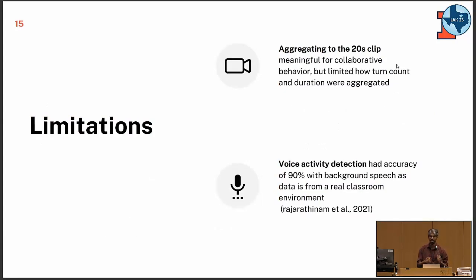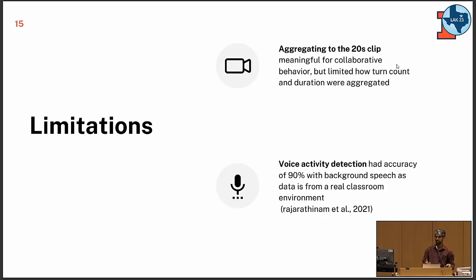So quickly, limitations. Aggregation to 20-second clips meant that we had to make some assumptions on how audio data is going to be aggregated, which is a limitation, and different ways need to be thought about in terms of how we can deal with this aggregation and what that means for interpreting data.